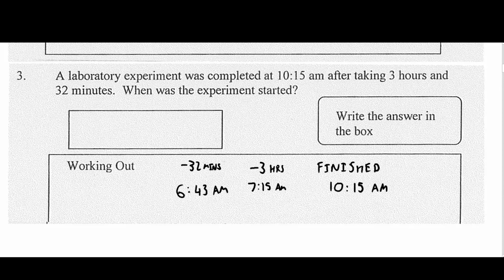Now, it's always good to just check that we've done it right. So 6:43, going on 32 minutes. If we add on 2 minutes, that'll bring us to 6:45. Add on another half an hour, that'll bring us to 7:15. 7:15, add on 3 hours, 7, 8, 9, 10:15 a.m. So the experiment started at 6:43 a.m.